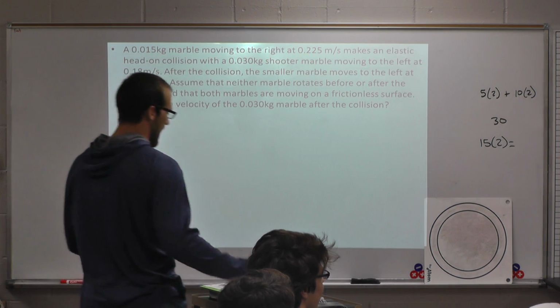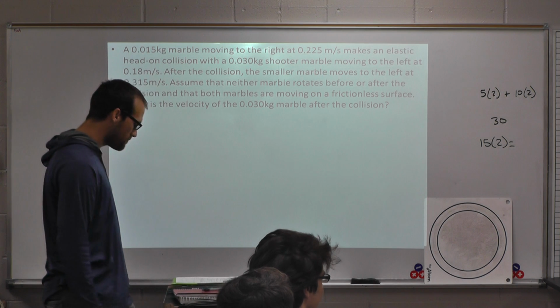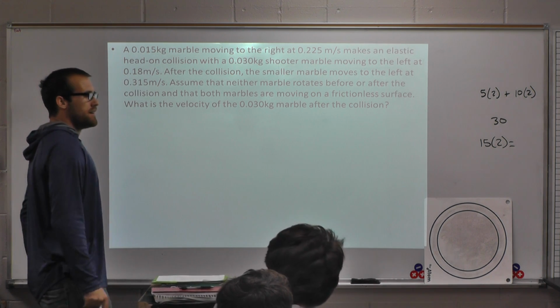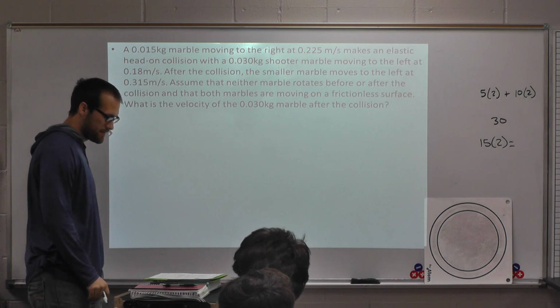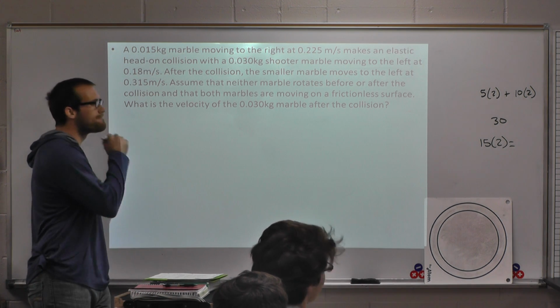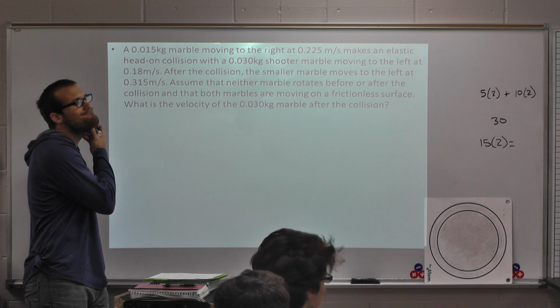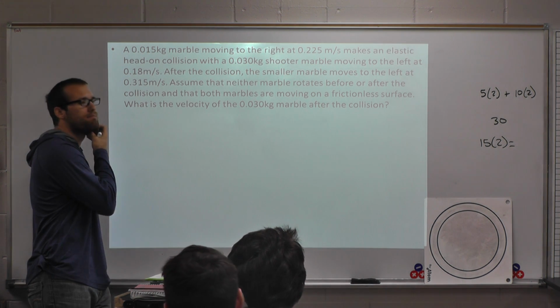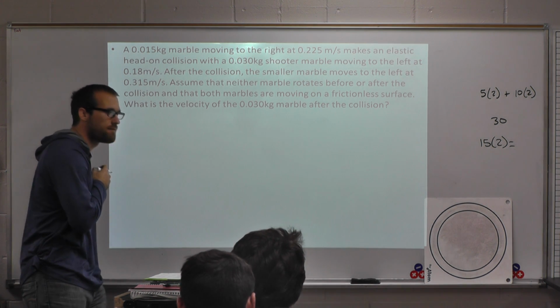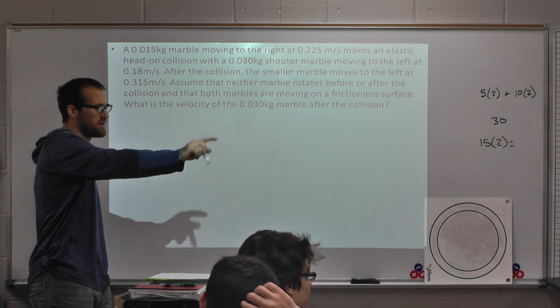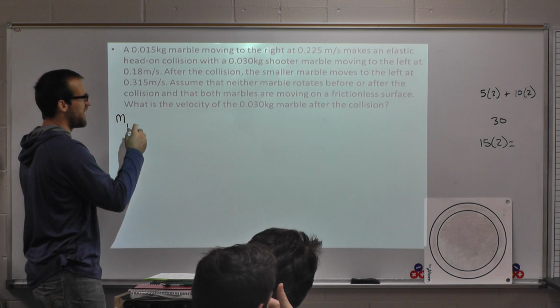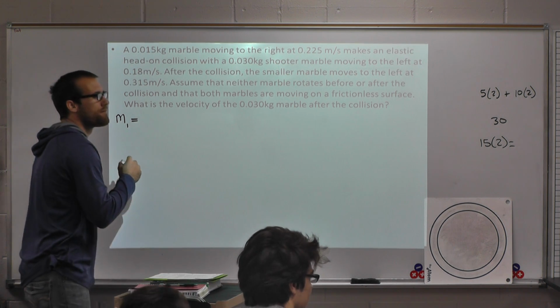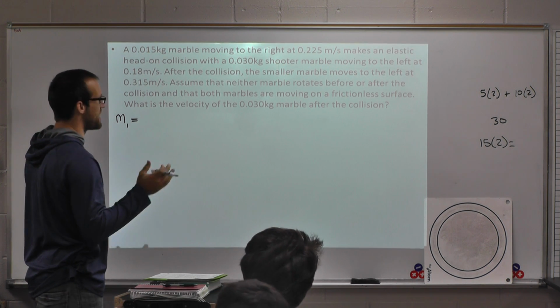Okay, let's do this one. Alright, Lauren, give me a variable up here. Is there not an equation for the first mass? The mass of the marble is 1.5. Can I just say M1, is that okay?